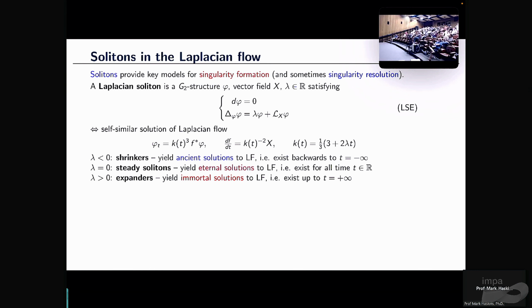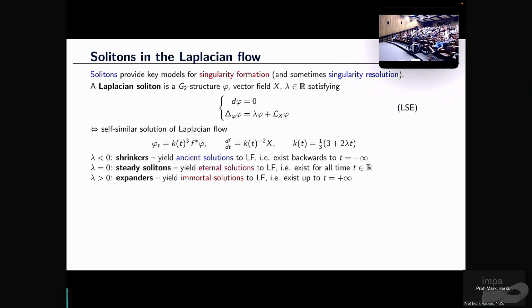So we want to think of solitons as providing us at least key models for singularity formation, because they always give us ancient solutions. They may help us understand more general ancient solutions, but we'll also see that they can sometimes give models for singularity resolution. So specifically, what's a Laplacian soliton?